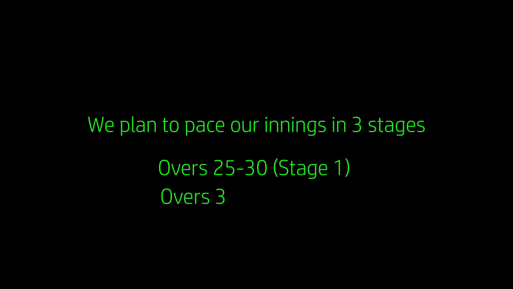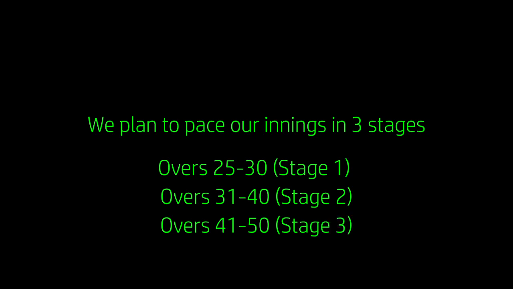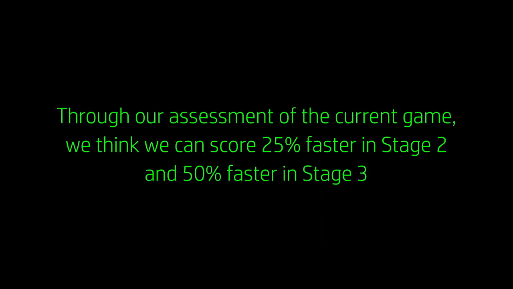We plan to break this down into 3 stages. Stage 1 would be overs 25 to 30. Stage 2 would be overs 31 to 40. And stage 3 would be overs 41 to 50. Through our assessment and experience of the current game, we think we can score 25% faster in stage 2 and 50% faster in stage 3.